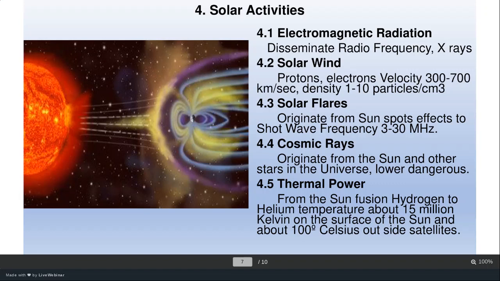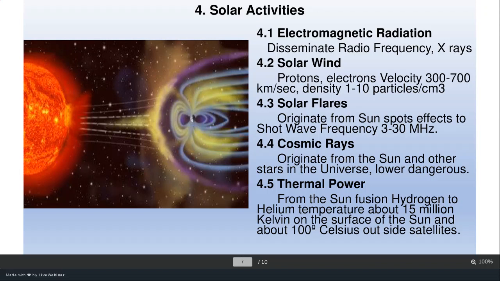Sorry. 4.3 is the solar flares. The solar flares originate from the sunspot, affecting the short wave frequency of 3 to 30 megahertz. The sunspot changes on an 11-year cycle.